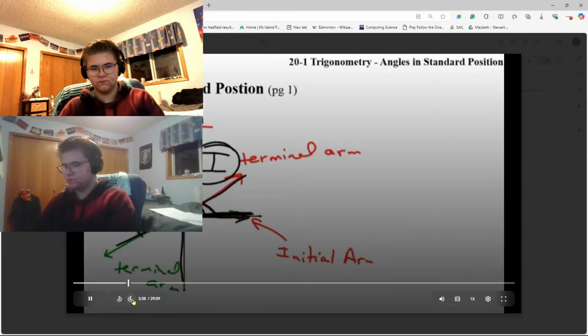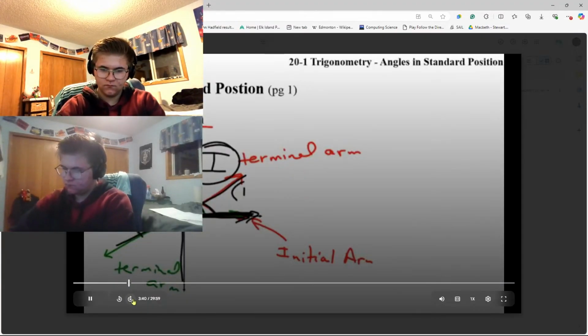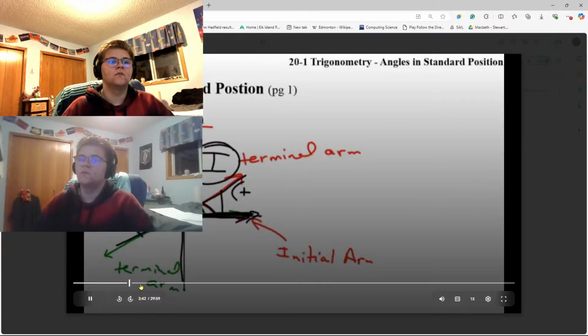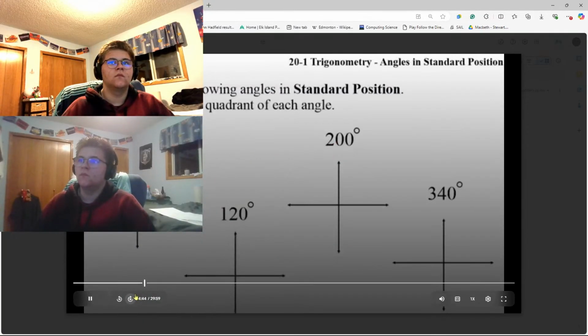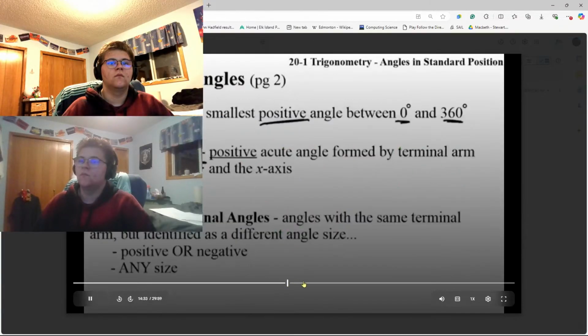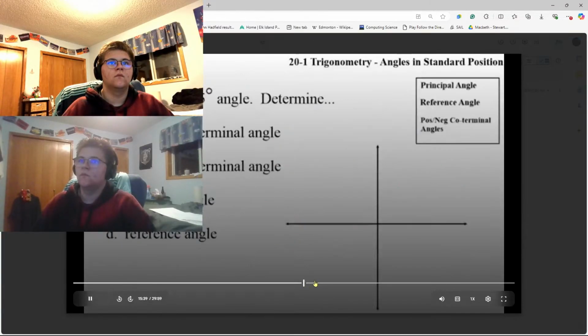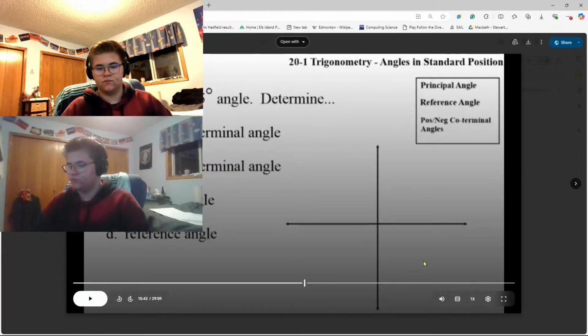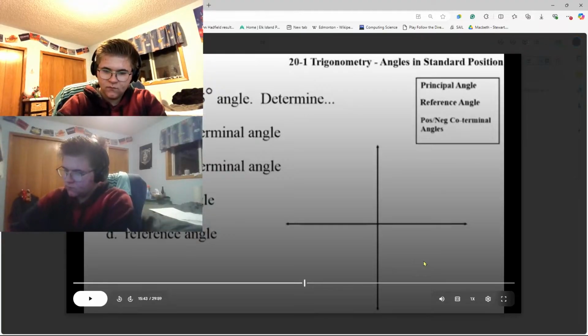Everything in quadrant 1, you're going positive to the right and positive up. So you're going negative for those. Be careful with terminology. 405 degrees is more than 360, so you just go back.